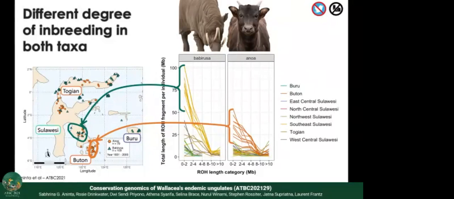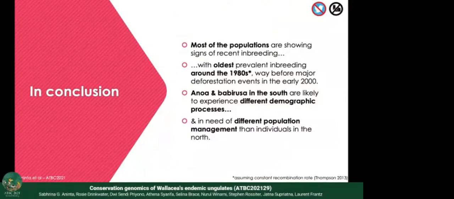In conclusion, most of the populations are showing signs of recent inbreeding, with the oldest prevalent inbreeding happening around the 1980s, way before the major deforestation events in the early 2000s. This is assuming the recombination rate that is breaking the ROH is constant, 1 centimorgan, which we don't know. So this should be checked further.